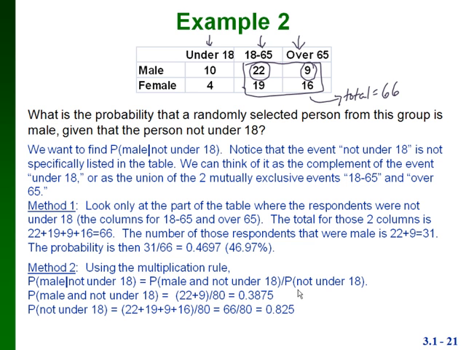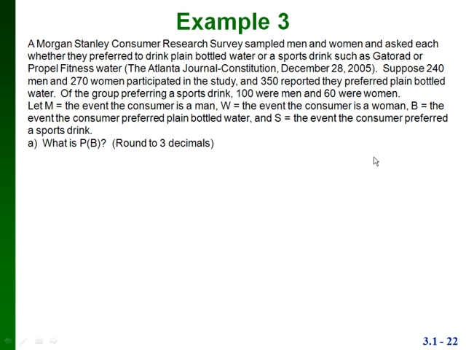Then to find the probability of not under 18, we need the total of all the people in the table that were not under 18. We already found that total was 66. So our probability for that is 66 divided by 80, which is 0.825. So for our answer, we divide the 0.3875 by the 0.825, and again we get 46.97%.